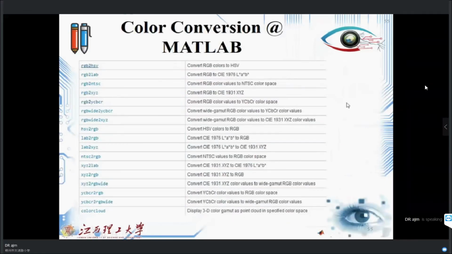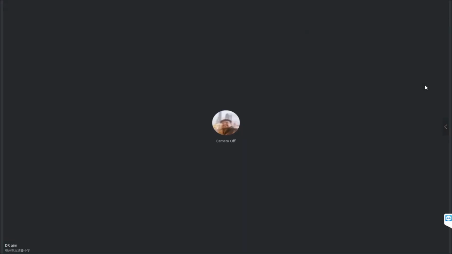Let me share my screen so that you can also see my MATLAB environment, and by that we will see some formulas. Can you please see my desktop? Just hold on for one or two minutes.